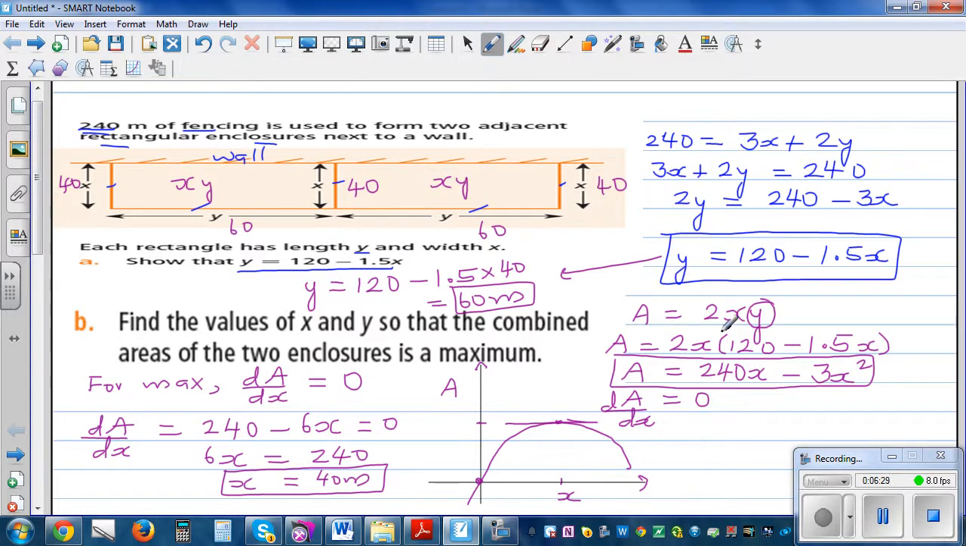So what will be the area? Let me do the working here. If the question is, what's the maximum area, A is equal to 2 times X, and X is 40, times 60. So 6 times 4 is 24, times 2 is 48. So the maximum area you're going to get is 4,800 meters squared.